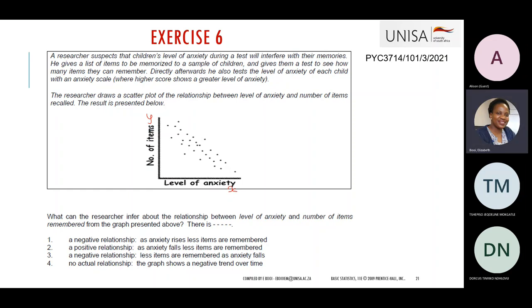Now, looking at this graph alone, you can already make up your mind. When the level of anxiety increases, as it goes up, what happens to the number of items? They are going down, because when the level of anxiety is low, the higher the number of items they can recall. When the level of anxiety is high, the lower the number of items they can recall. You need to be able to make interpretation based on the thing that you are visualizing before you even go to the question to answer the question.